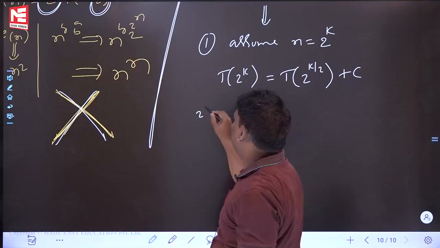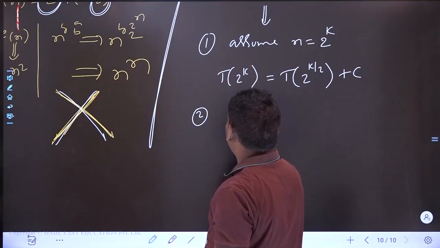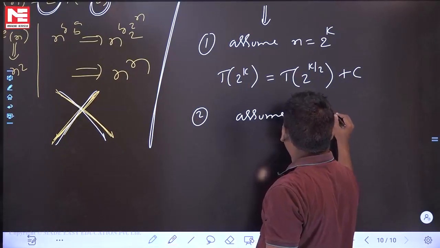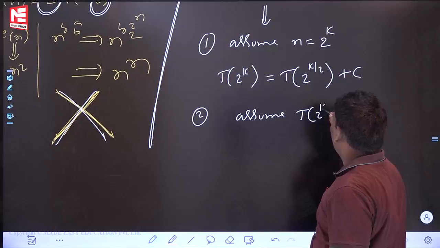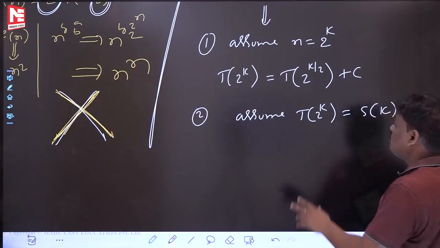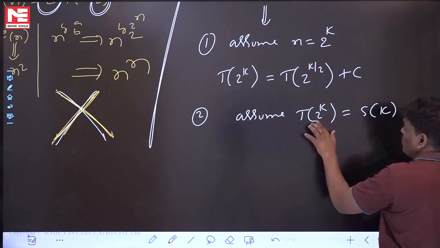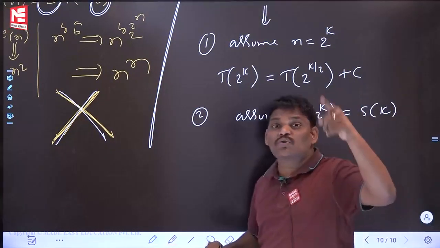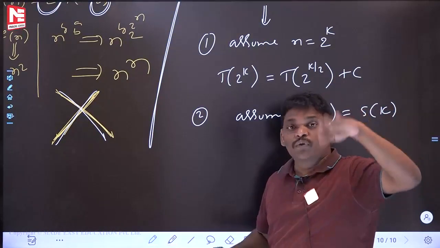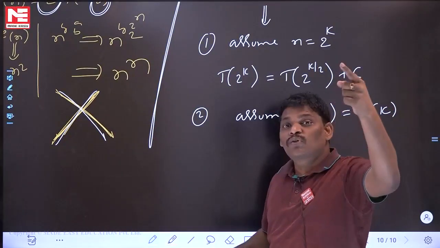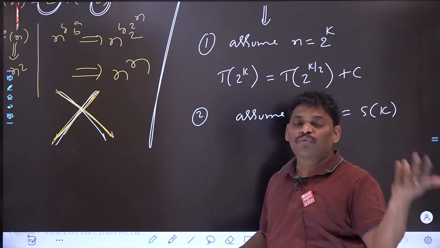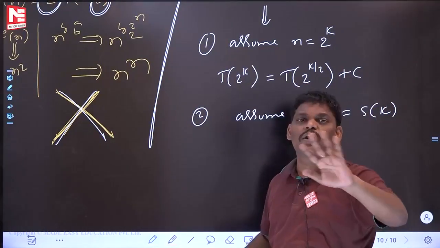See the second assumption. Everyone carefully listen, assume one more, T(2 power k) is equal to S(k). This is one more assumption. Some people are asking, sir, how can you assume whatever way you want? You can assume whatever way you want if you do reverse. If you do reverse, you can assume A as B, because after some time you can replace B by A.